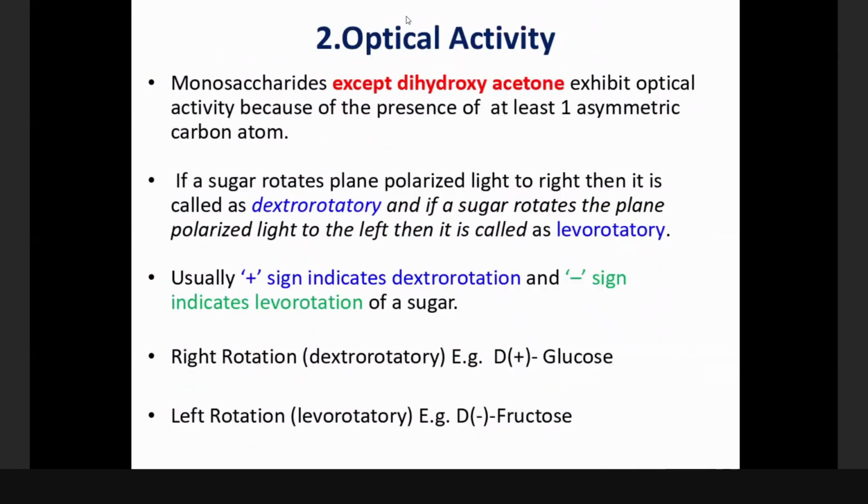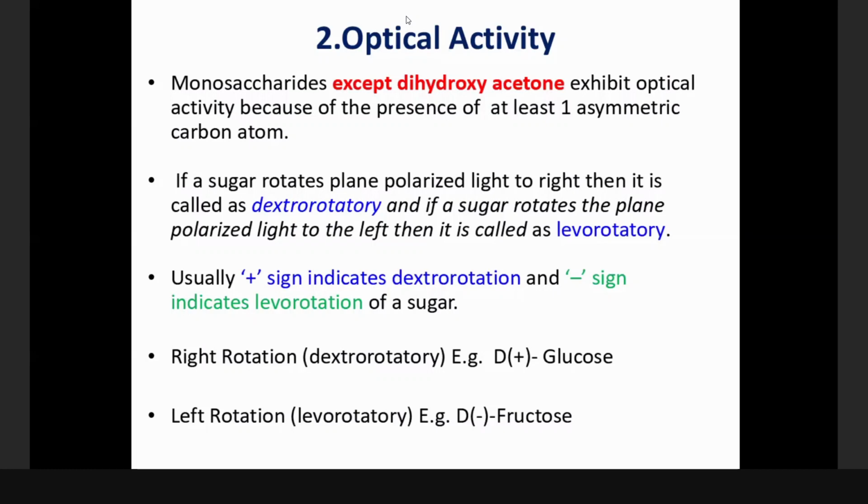The other is optical activity. The first one is optical isomerism. In optical isomerism, we only look at the spatial arrangement of OH with that carbon. In optical activity, we look at a molecule which has one asymmetric carbon, and if you put this molecule in plane polarized light, the polarized light may rotate in the right direction or it may rotate to the left direction. If the plane polarized light moves to the right, that's dextrorotatory, and it is designated by the plus sign.